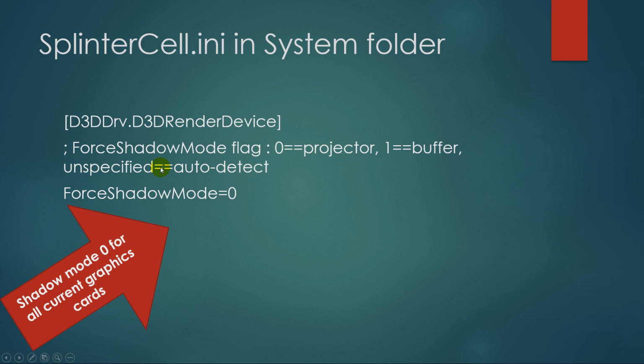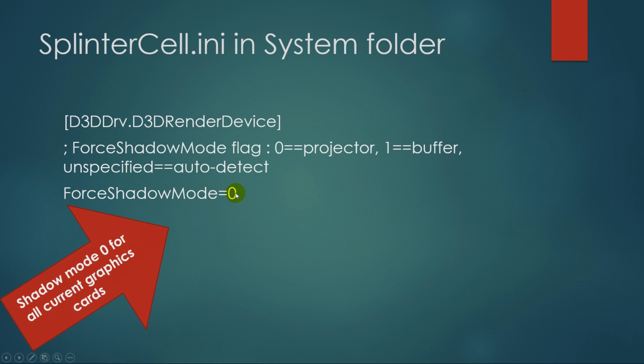So let's have a look at how you have to tweak the SplinterCell.ini file. It's in the system folder of the game, and you basically have to uncomment false shadow mode and put a 0 in there. So if you put in a 0, that's the shadow projector mode, and that will be compatible with all your current games. So if there's a comment here in front, if there's a semicolon, or if this is a 1, you will get glitches in the game.